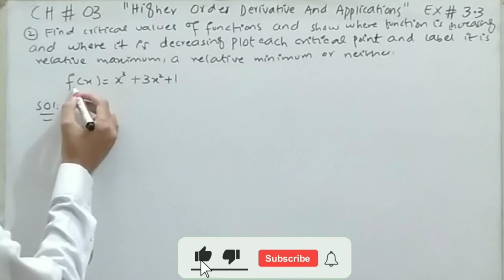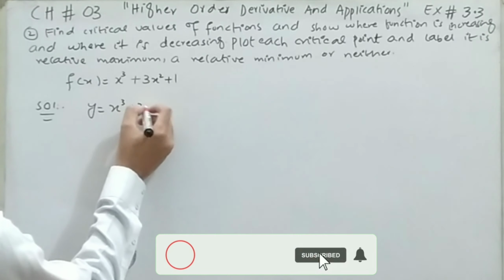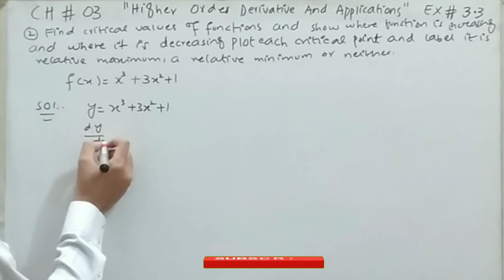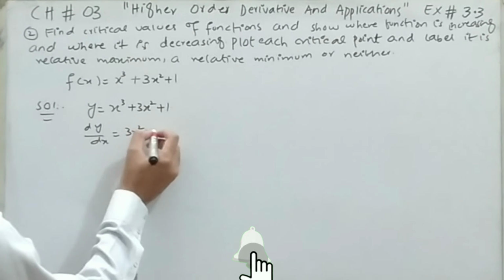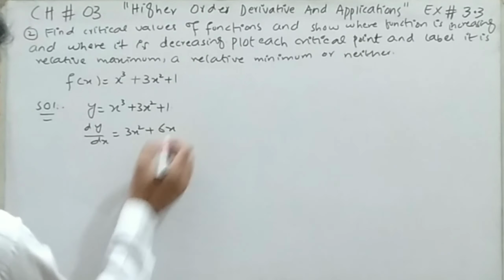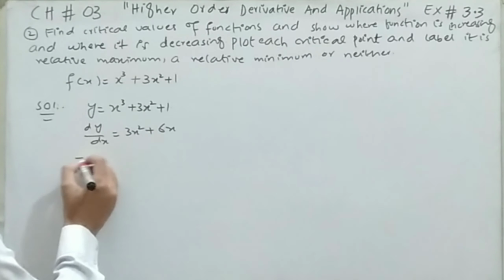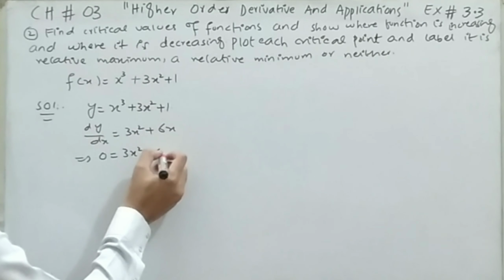First, let's suppose f of x is equal to y, which is equal to x cubed plus 3x squared plus 1. So differentiating both sides with respect to x, our dy by dx will be derivative of x cubed is 3x squared, and derivative of 3x squared is 6x, and derivative of 1 is 0. Remember, for the critical point we make the first derivative equal to 0, so dy by dx will be equal to 0, 3x squared plus 6x.